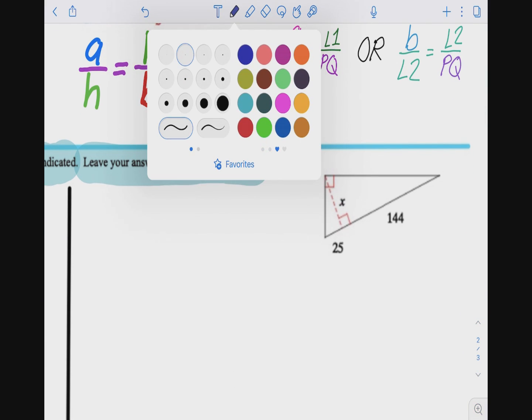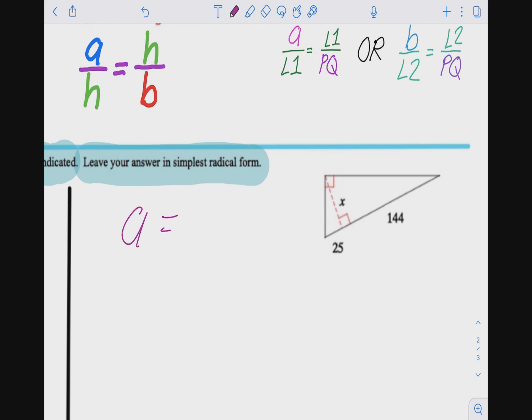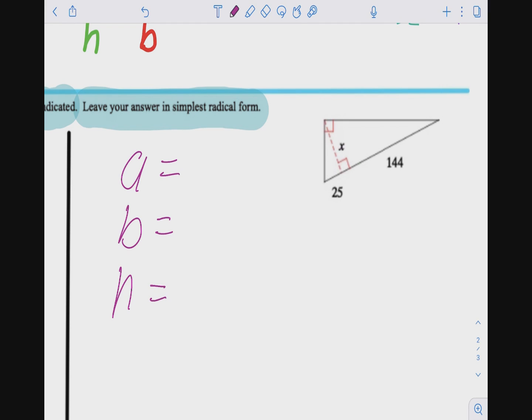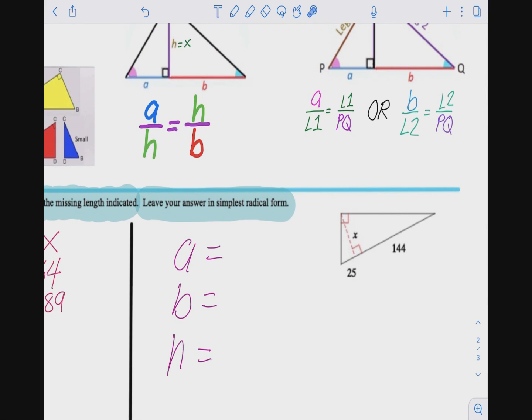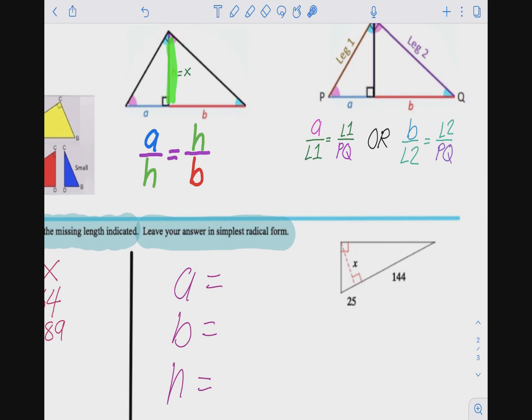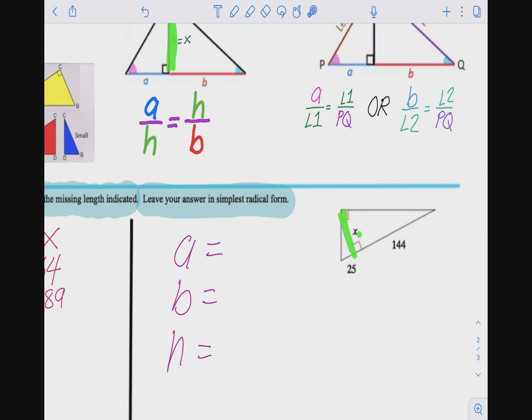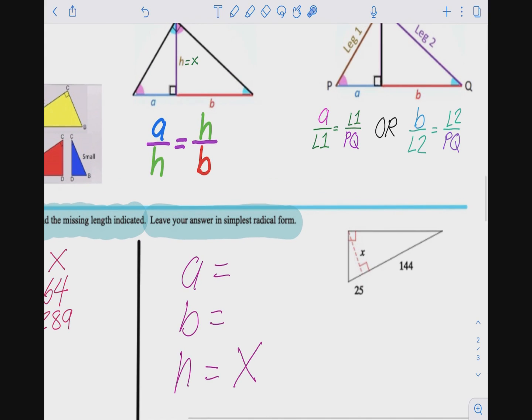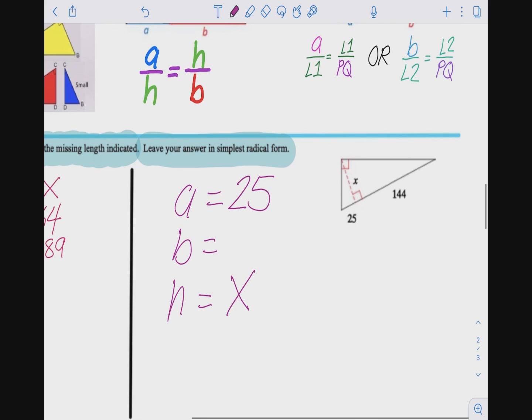So let us find A, let us find B, and let us find H. So let's see. Well, H is the altitude, the height, right? And the altitude here, the height is X. So H is X. B here is on the bottom left of this big triangle, and the bottom left is 25, okay? So this is 25 for A. And then B is over on the right side, and that's 144. All right, 144, just like that.